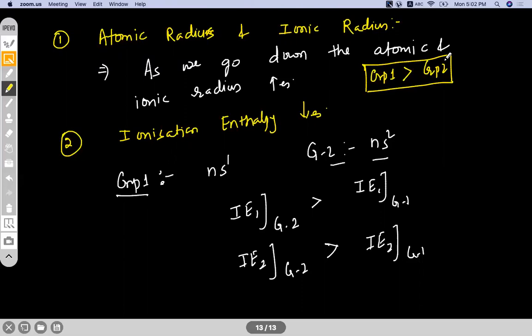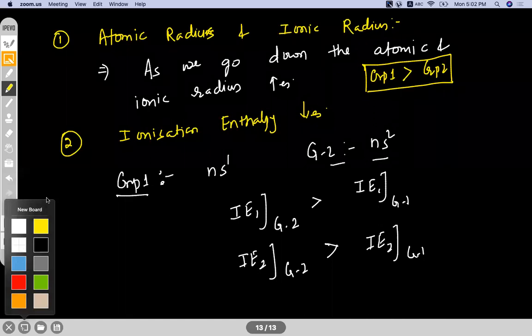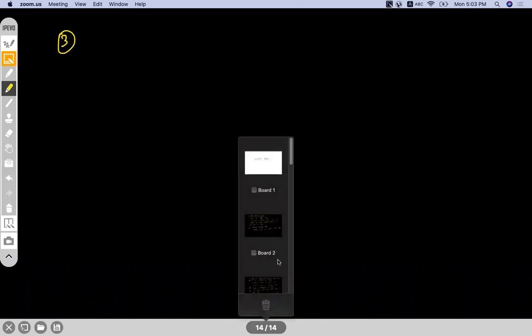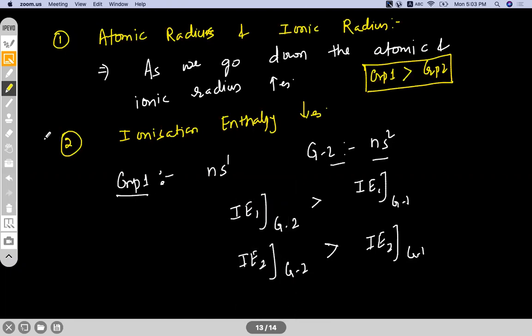Okay, so these two properties we have. Now, second is what? That's the second order that I read the other way. Let me check this. It is the other way around. By mistake. So it should be this: IE2 of group one is more than that of group two. Yeah.